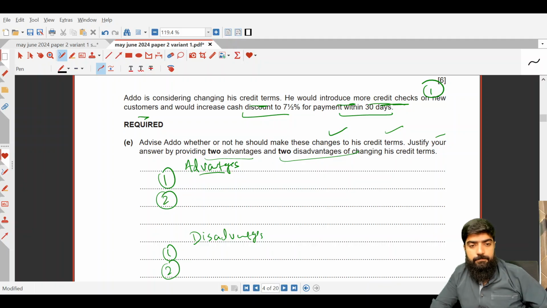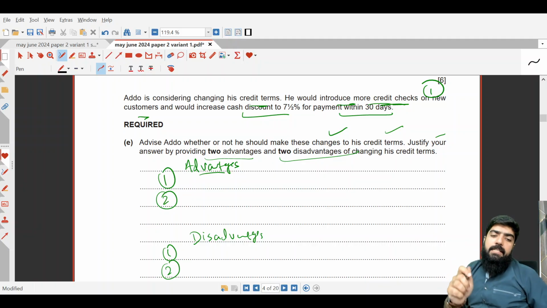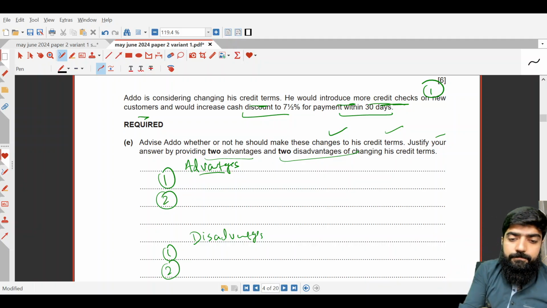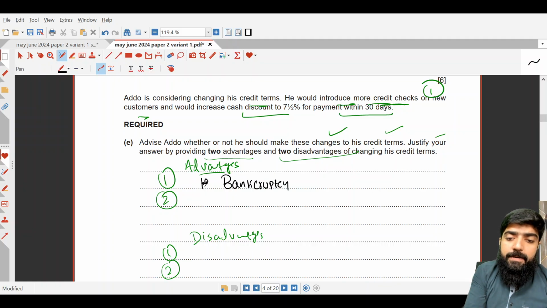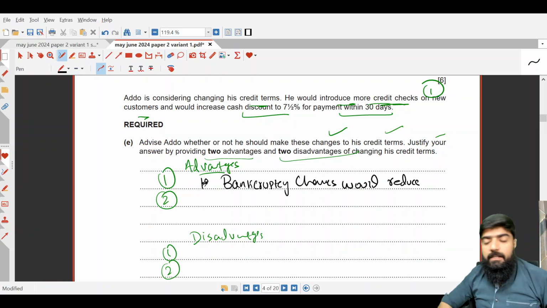First give the advantages. What will be the advantage? So, sir, the advantage is less probability of doubtful debts. Excellent. So there will be less chance of bankruptcy, right? The customer's bankruptcy chances would reduce. Okay, another advantage now.